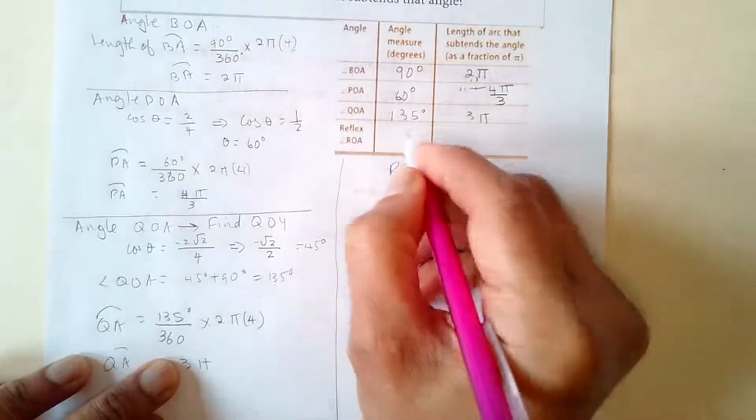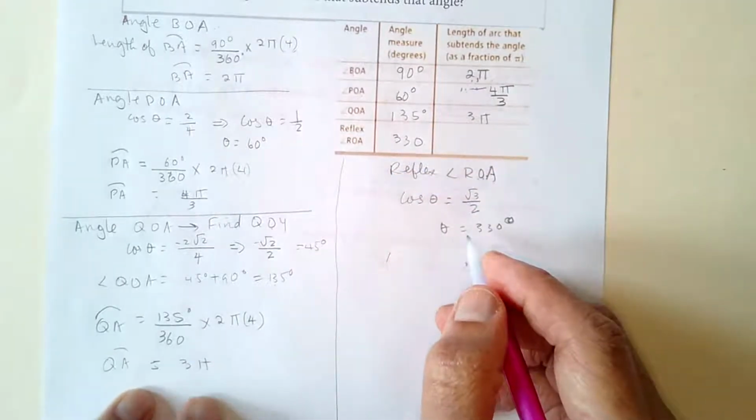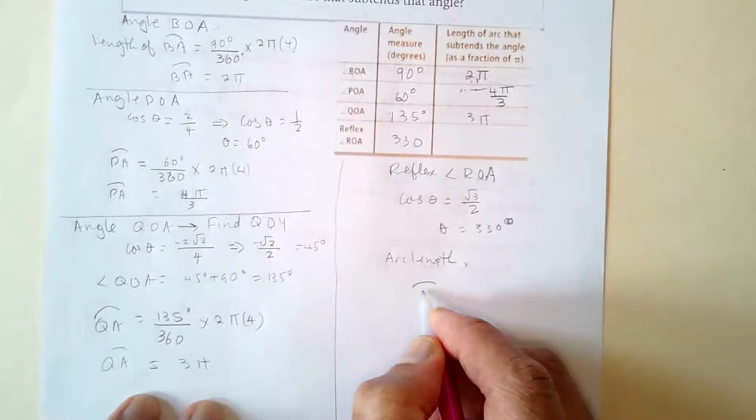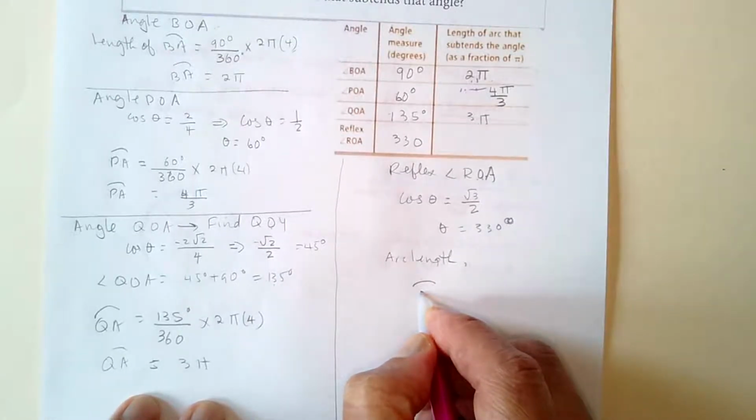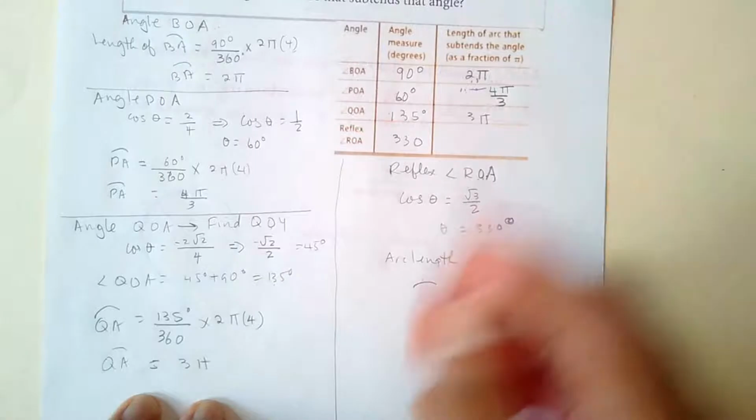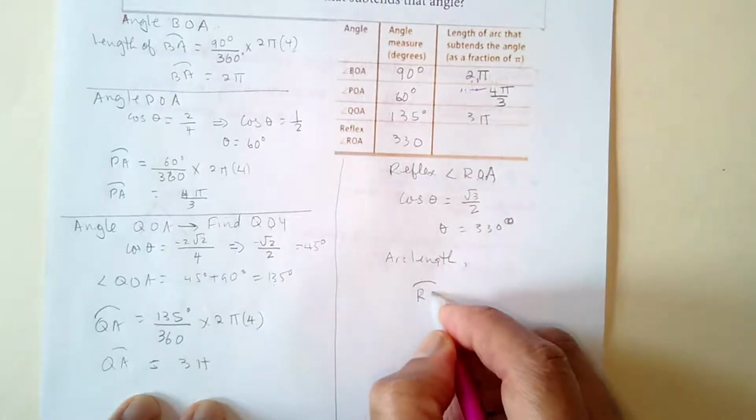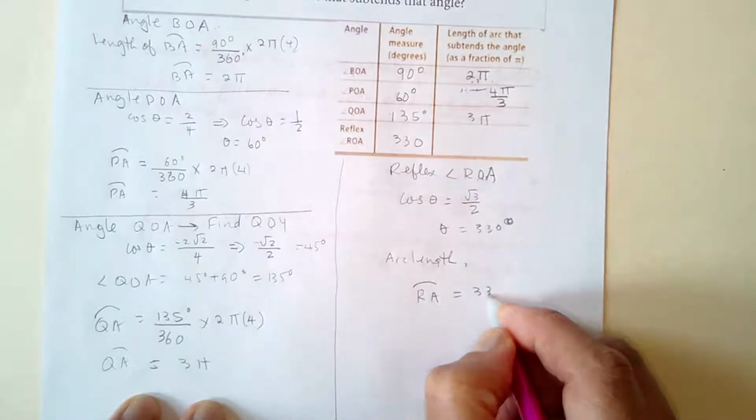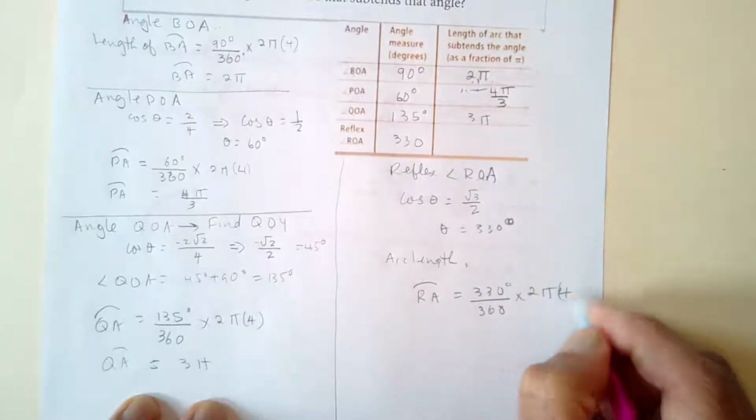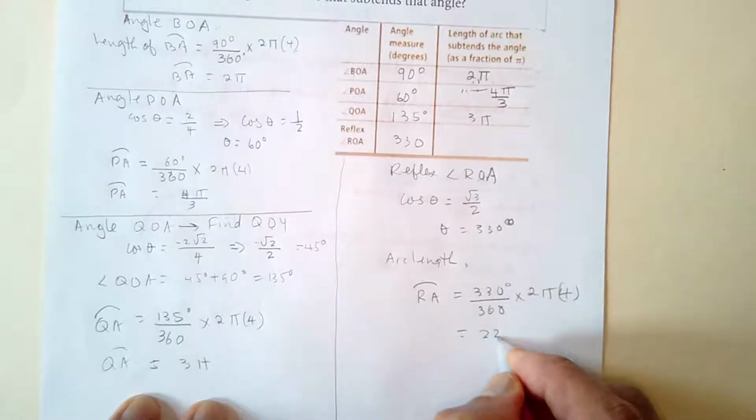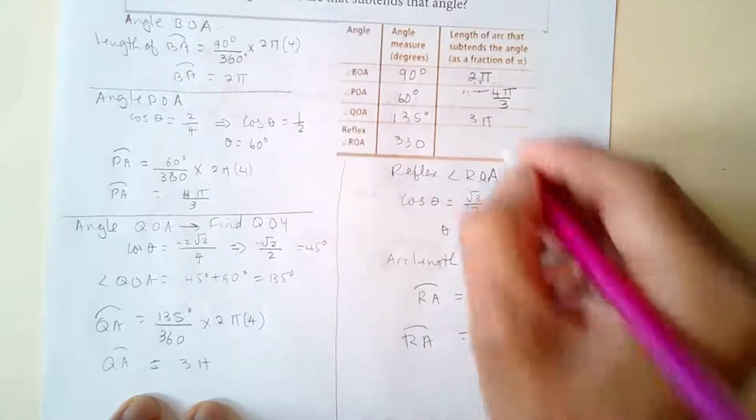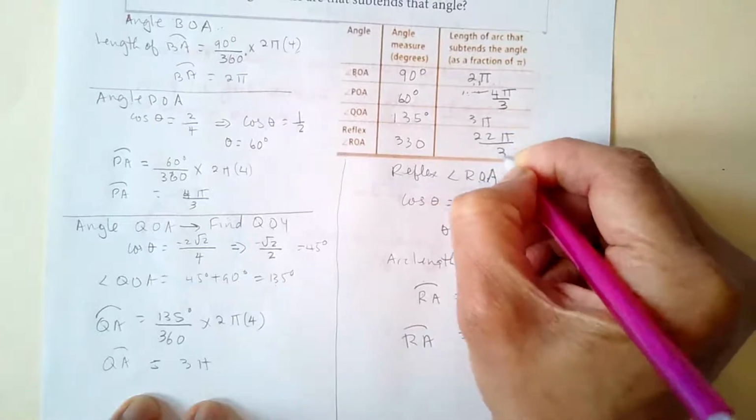So we have 330 degrees here. So the arc length R would be 330 over 360 multiplied by 2 times pi times the radius, which is 4. And that will give us 22 pi over 3. So the arc length RA is 22 pi over 3.